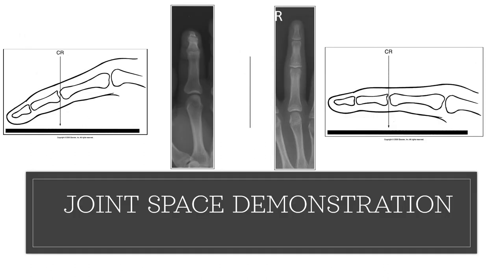Joint space demonstration. Joint spaces and fractures. For open joint spaces and/or fractures, the part must be parallel. Failure to align this will result in closed joint spaces and/or fracture visualization. Keep the part parallel.